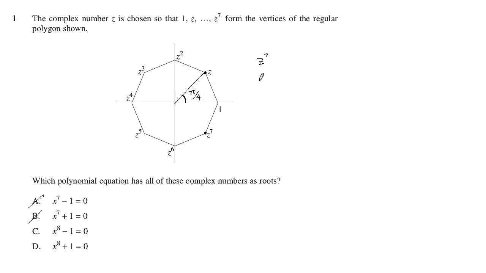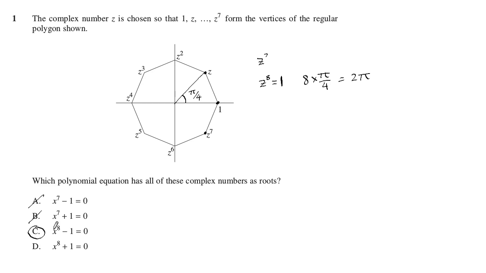So let's work out z to the 8. That would have an argument of 8 times pi on 4, which is 2 pi. And it's got a modulus of 1, so that's going to be 2 pi is around here. So z to the 8 equals 1. And that makes this equation true.